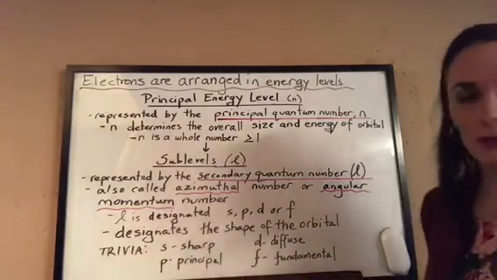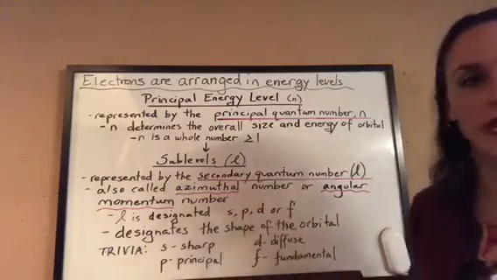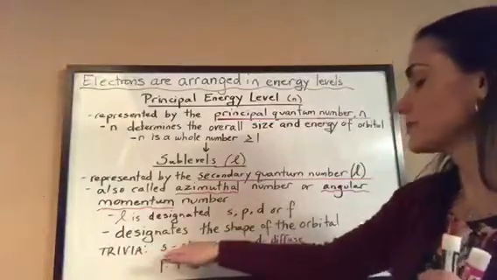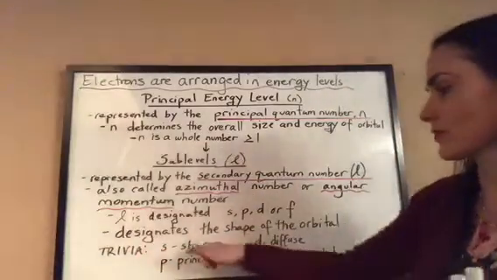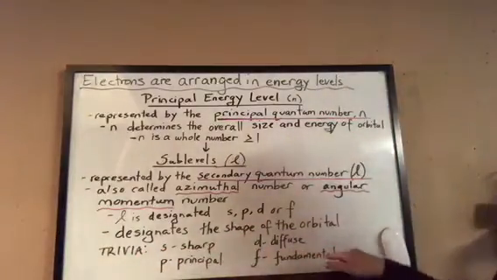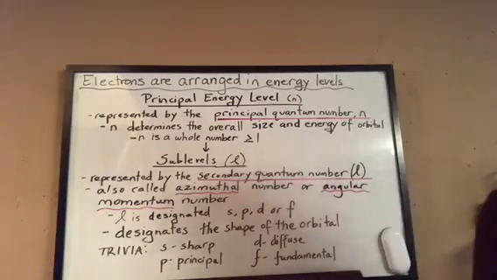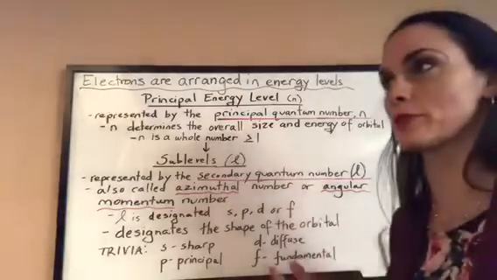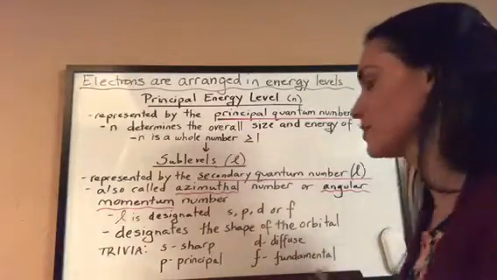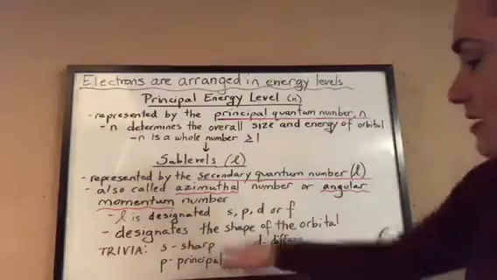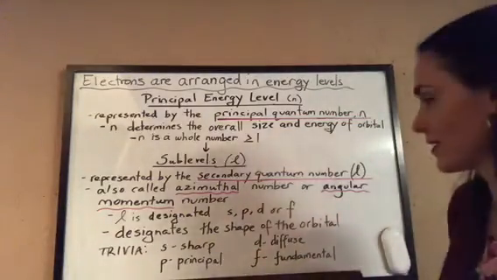Now, you've probably heard these letters, s, p, d, f, and you wonder where did they come from. So here's some trivia for you. The letters s, p, d, f stand for sharp, principal, diffuse, and fundamental. And they're named after the types of spectral lines that were generated by these orbitals when analyses were done. So if you ever wonder where the terms s, p, d, f come from, and what they stand for, there you go.